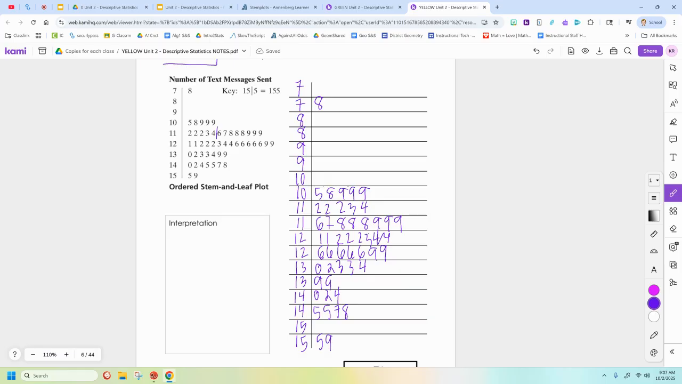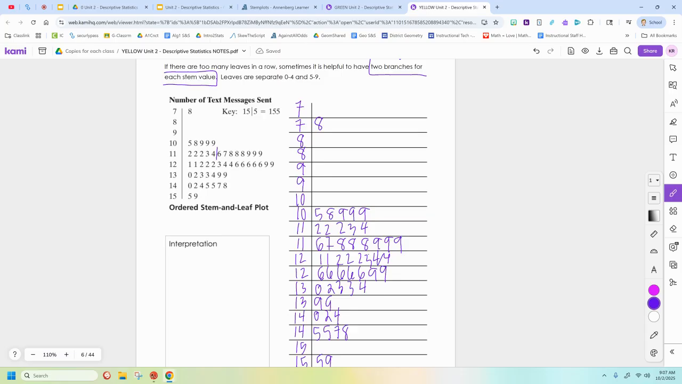So we spend so much time making our stem plot that this is where sometimes I like to set up that key and the title beforehand. So our title would be the same exact thing, number of text messages sent. We could use the exact same key as well. So those things don't have to change.